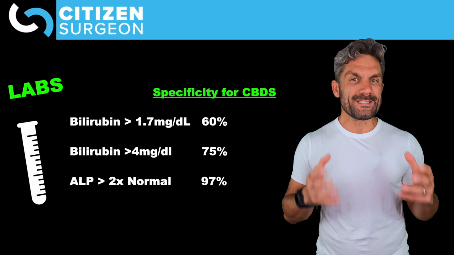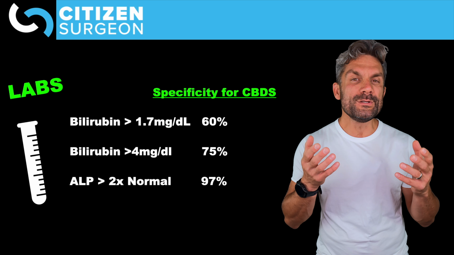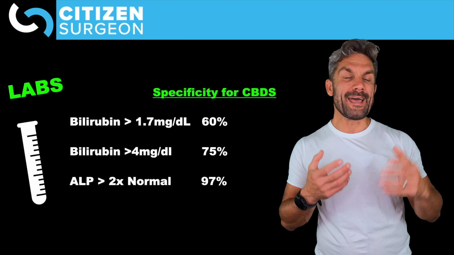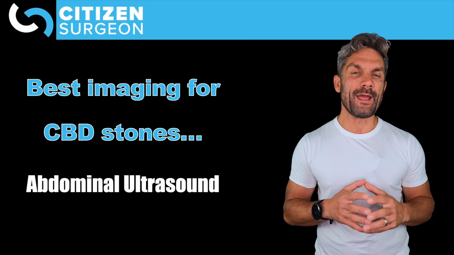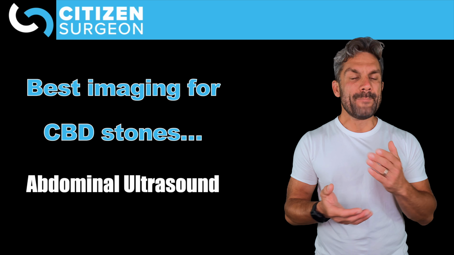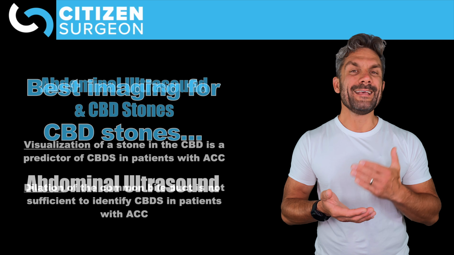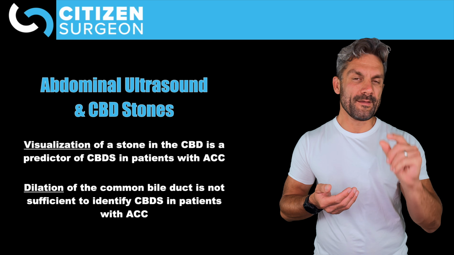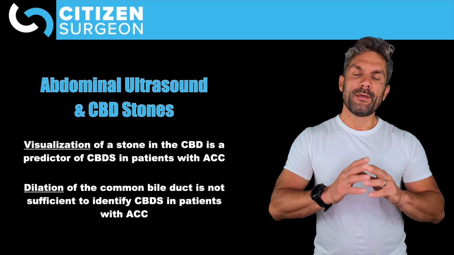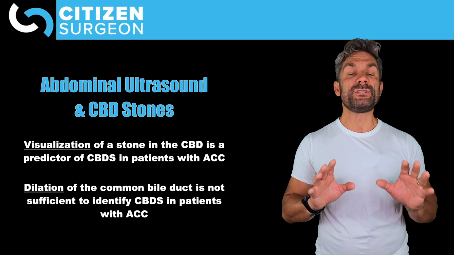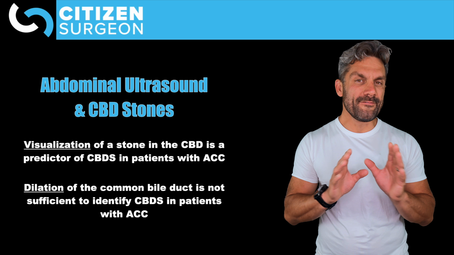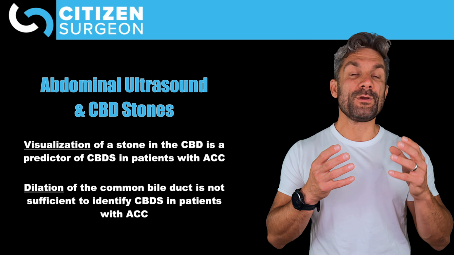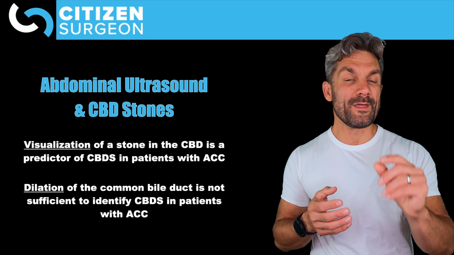So if we don't want to use just labs, what can we use? Well, we can use imaging. And what imaging do we have available after we just diagnosed that cholecystitis? Well, we have ultrasound, okay? So what do we look for in ultrasound? The best finding on ultrasound is direct visualization of a stone within the bile duct, okay? Now, the guidelines recommend against just using dilation of the common bile duct as a sign of the presence of a stone. The best is if you can actually see a stone within the bile duct.